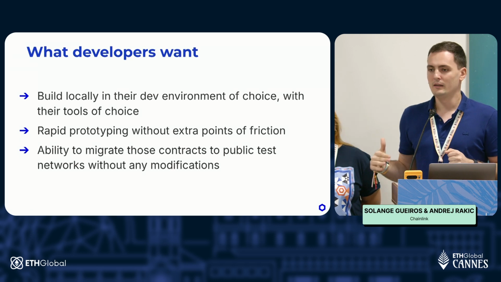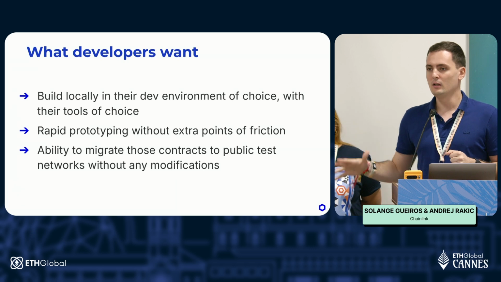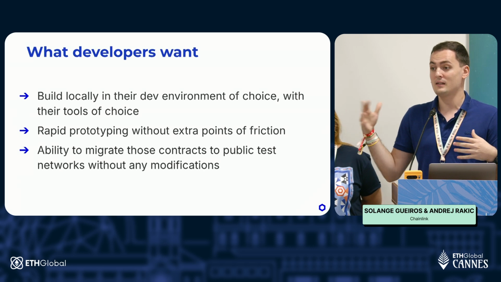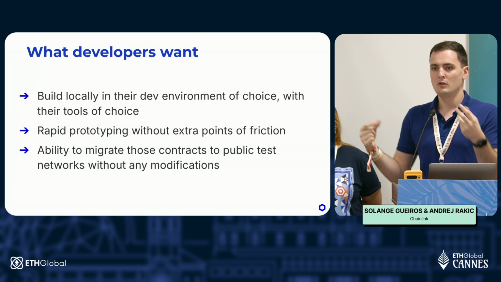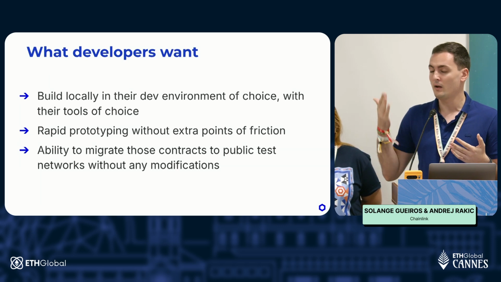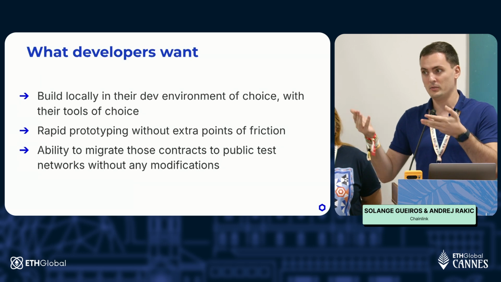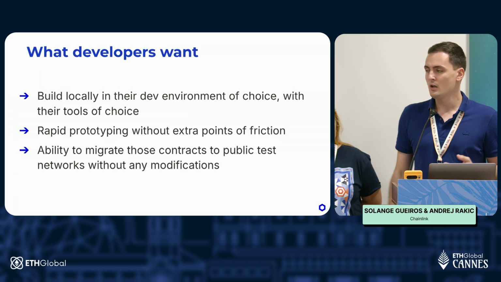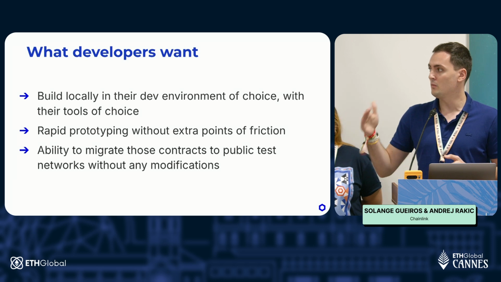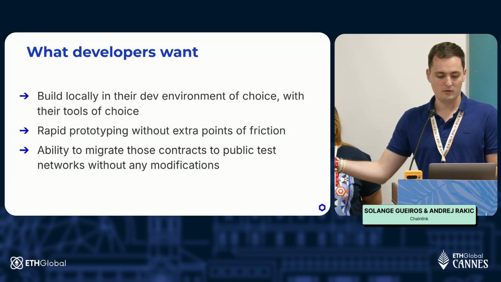You can just do these simulations locally. The first type of simulation is purely local with all the mock contracts. The second one is in a fork environment. You fork different chains, and then you basically run a test against the actual copies of the actual testnets, which we think is a way for you to build much faster, avoiding these extra points of friction.